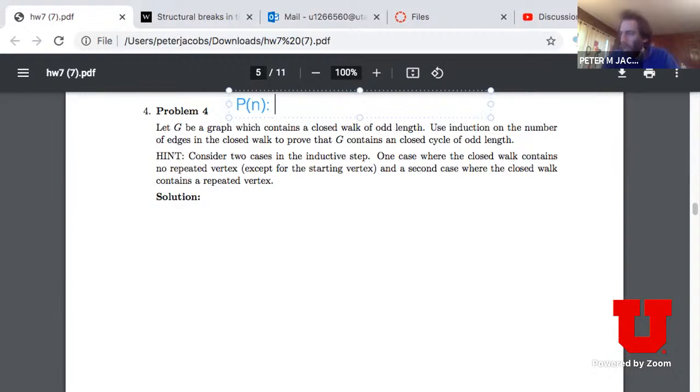All right, well, it says that the graph G contains a closed walk of odd length. We want to show that G must contain a closed cycle of odd length. So we can let P of n be the statement that if G contains a closed walk of length 2n minus 1, then G contains a closed cycle of odd length.